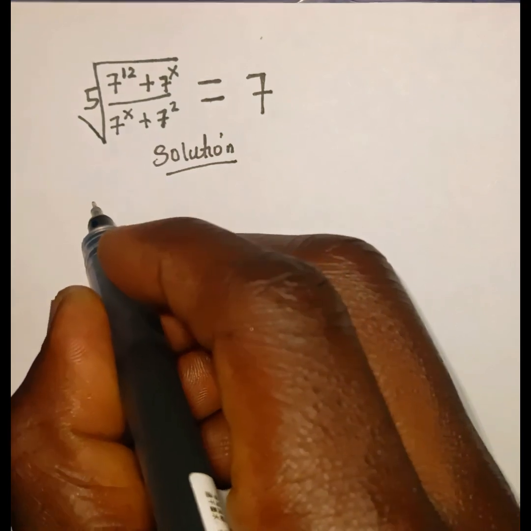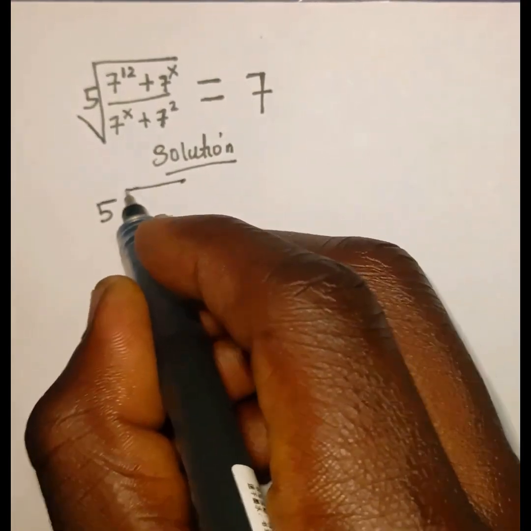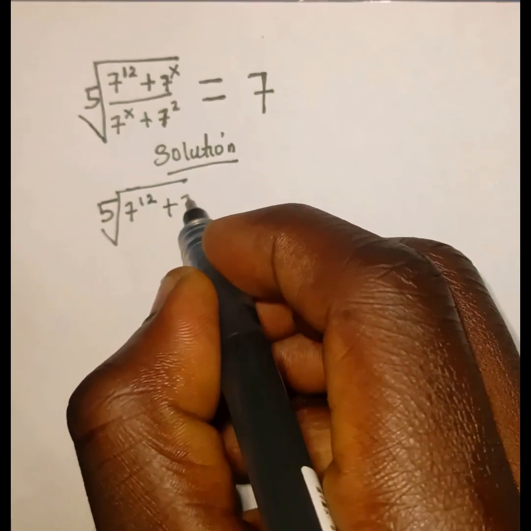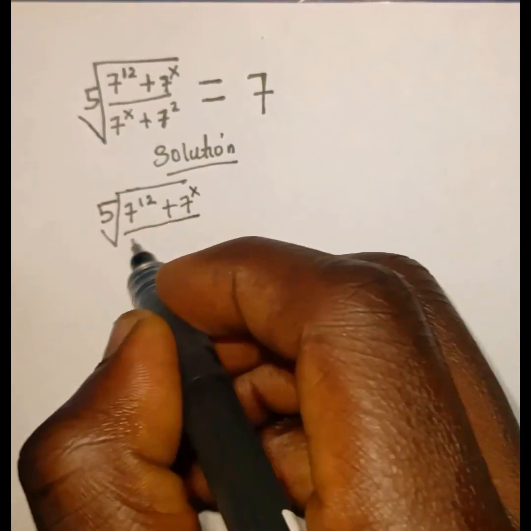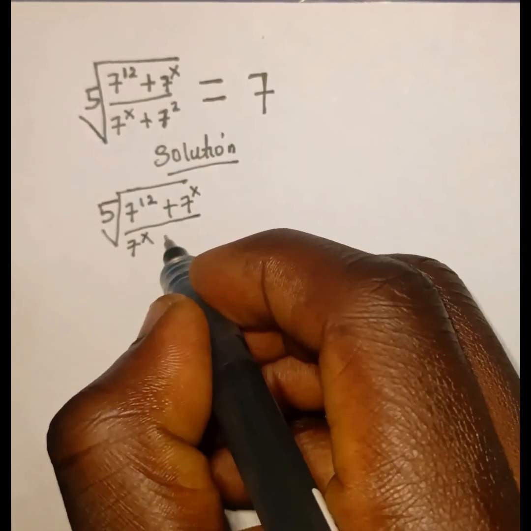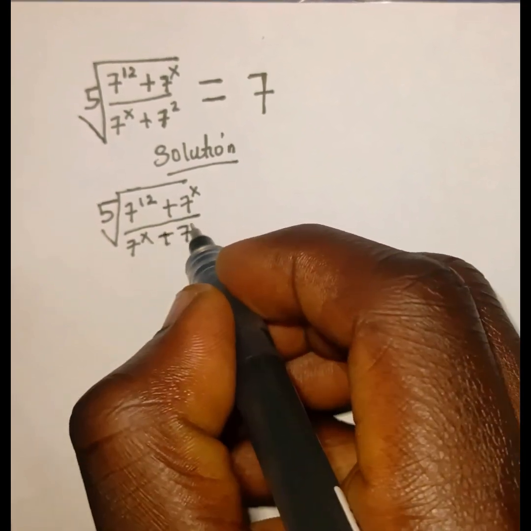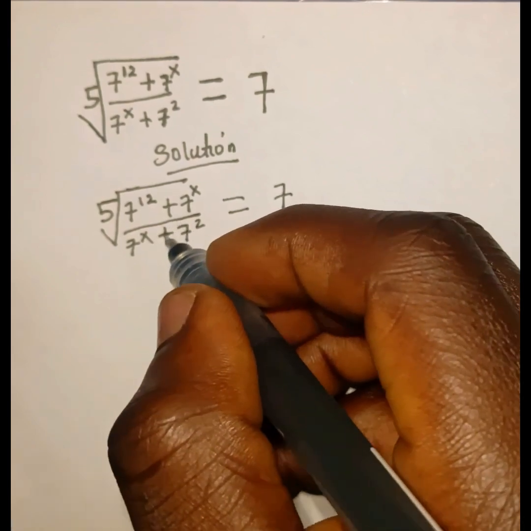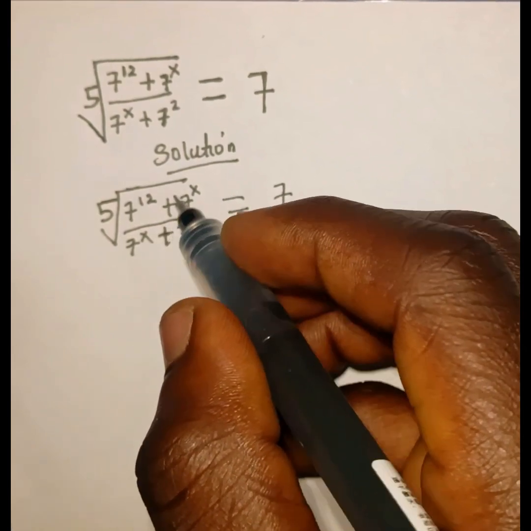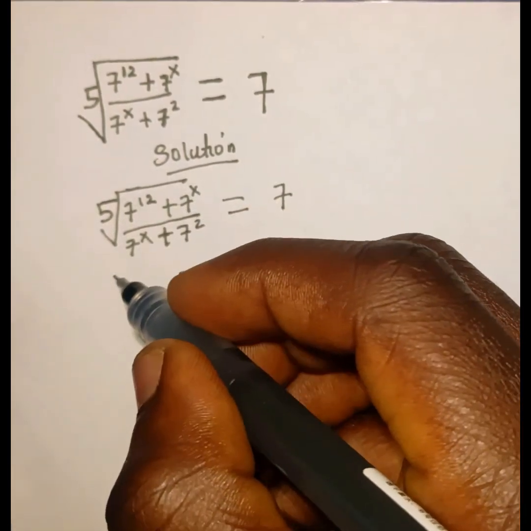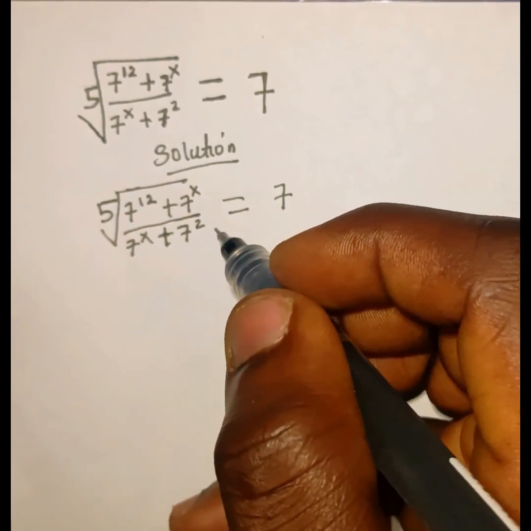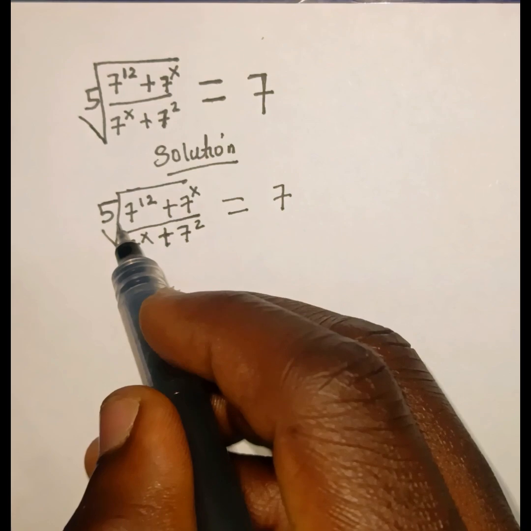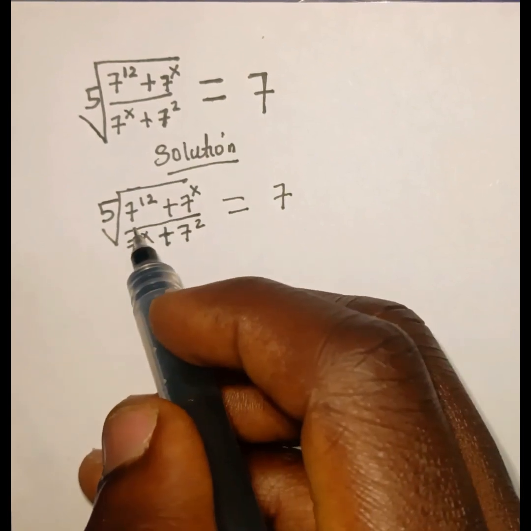So the given equation is the fifth root of (7 raised to the power of 12 plus 7 to the power of x) over (7 to the power of x plus 7 to the power of 2), which is equal to 7. Recall that when we have a square root, to cancel it we square both sides. When we have a cube, to cancel it we cube both sides by raising both sides to the power of 3. Here we have a fifth root. Now to eliminate this fifth root, we are going to raise both sides to the power of 5.